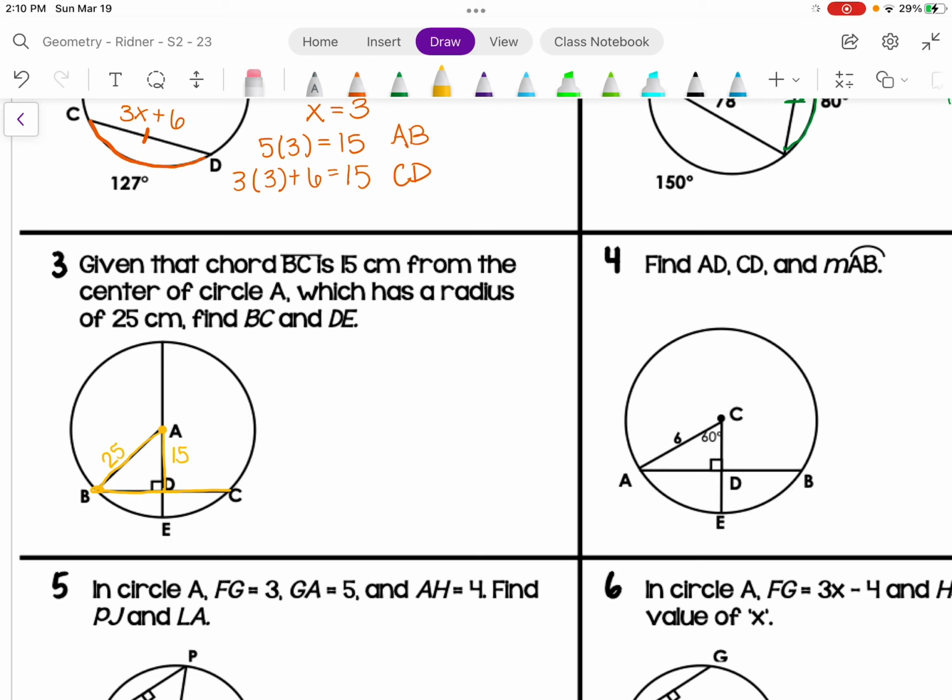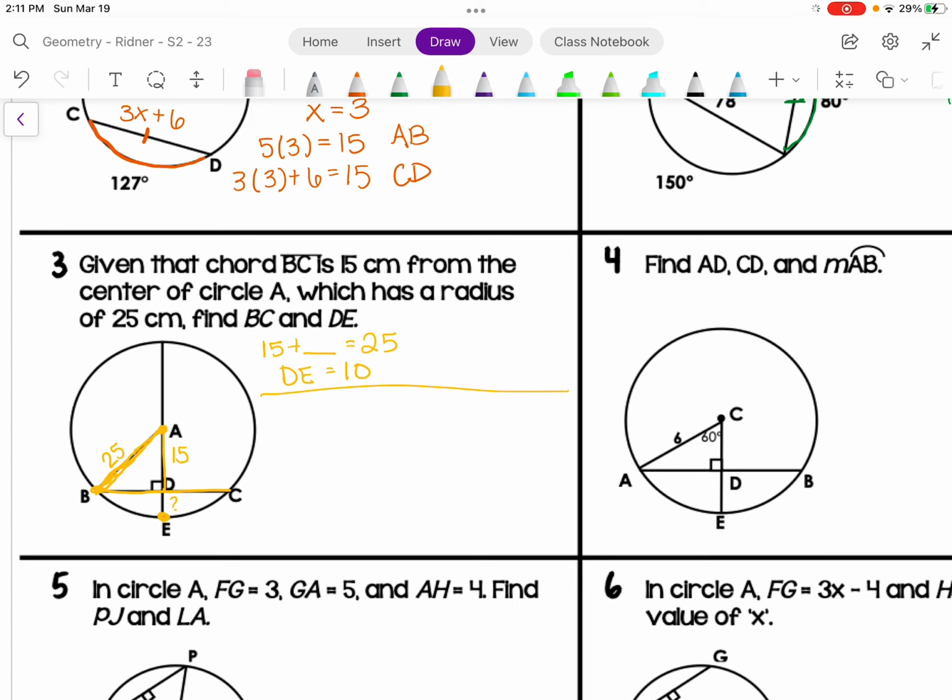I'm actually going to find DE first because that's the easier one. So think about this. If from the center to the edge is 25, I know that this center to the edge must also be 25. So 15 plus what is 25? Well, that's 10. So DE must equal 10. Easy one done.